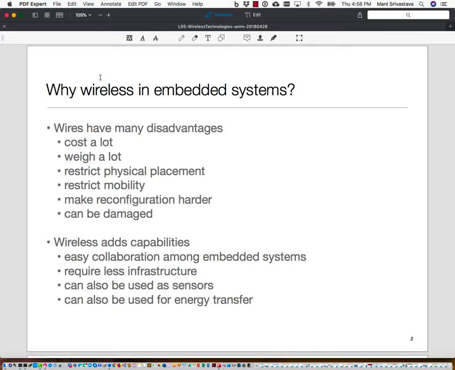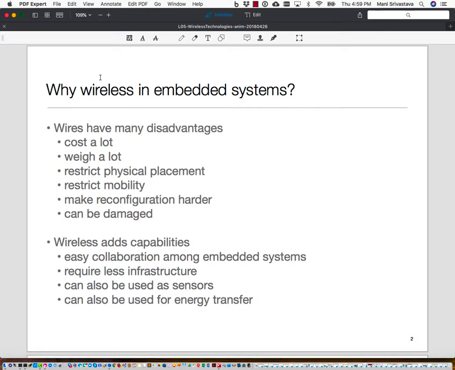Wires cost a lot. They are made of copper, and these metals do cost. They weigh a lot. A car can have many tens of pounds of wires, and aircraft suffer from the same thing. They can restrict physical placement of where you can embed things. If I want to put something on some part of my body, if it can communicate wirelessly versus some sort of a wire running over the body, obviously the former is better. They restrict mobility. If I have drones flying and they have to talk to each other, you're not going to have wires running between them. They make reconfiguration harder.